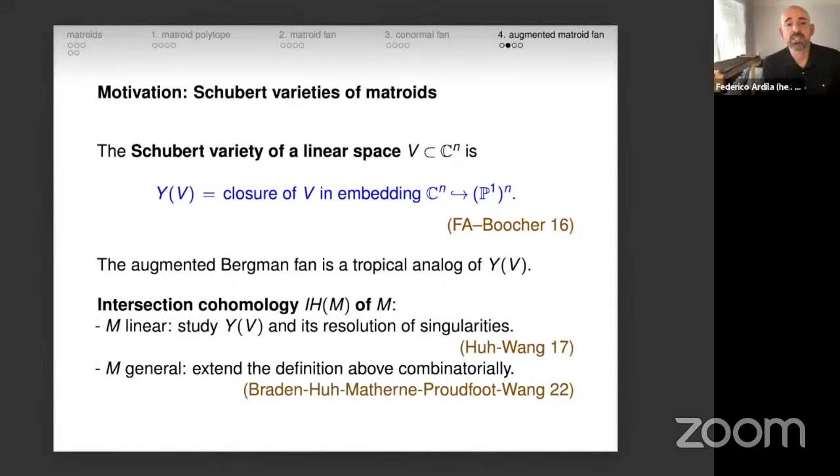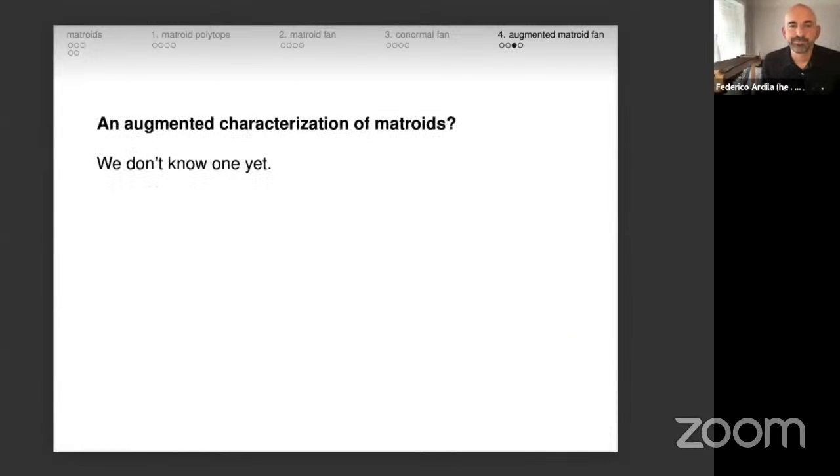And maybe I'll just briefly mention that this construction of intersection cohomology of matroids of Braden, Huh, Matherne, Proudfoot, and Wang is born from studying this variety, which has a very beautiful combinatorial structure that we uncovered with Adam Boocher. And then through studying that structure further and studying the resolution of singularities of the variety, you're able to define intersection cohomology for any matroid. I wish we had an augmented characterization of matroids. We don't have one yet.